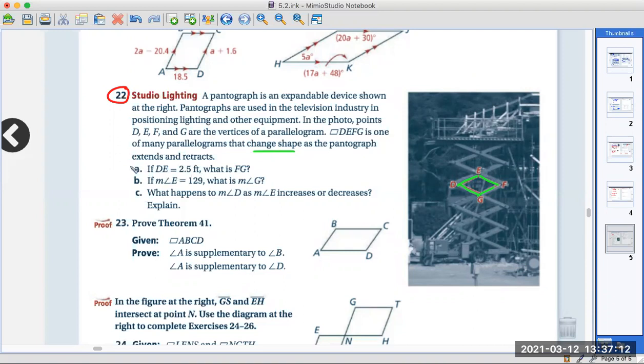So now your job is to look at these questions. Super easy once you understand the theorems we talked about.